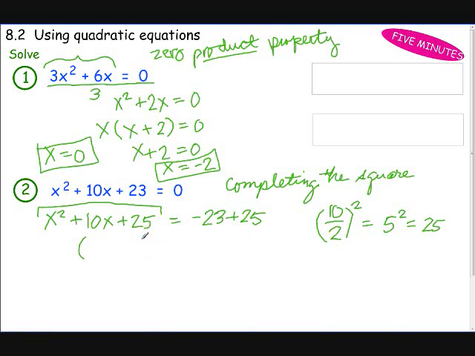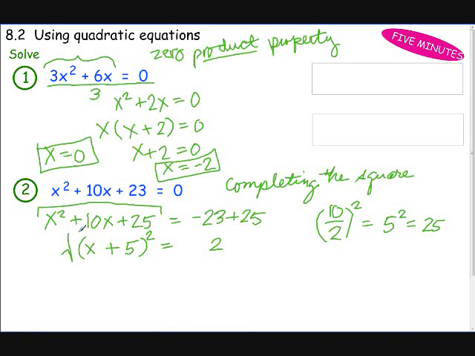Now, I do have a perfect square trinomial, and it will always factor into a binomial squared. I take the square root of x squared, which is x. I take the square root of 25, which is 5, and I take the sign from the middle. And that's going to be equal to, let's see, when I add these two together, I have a plus 2.